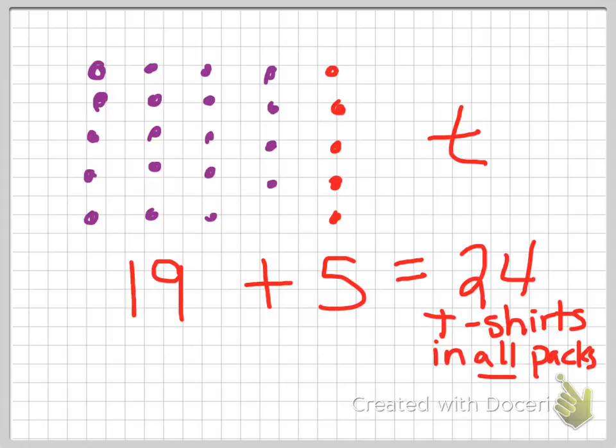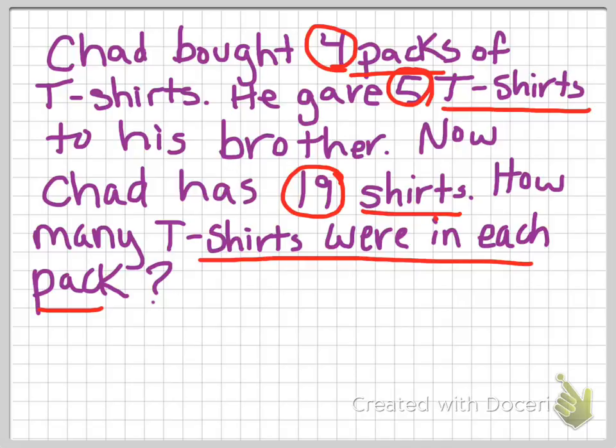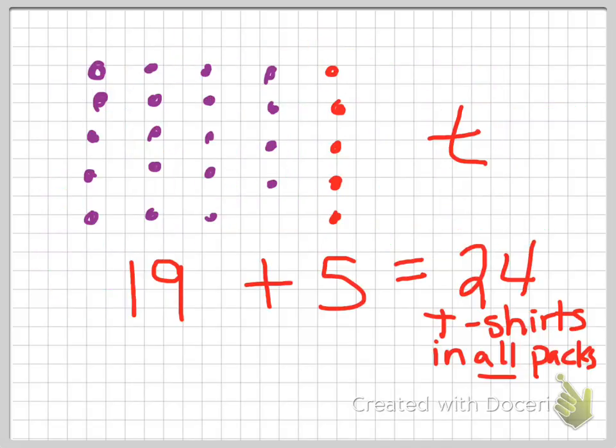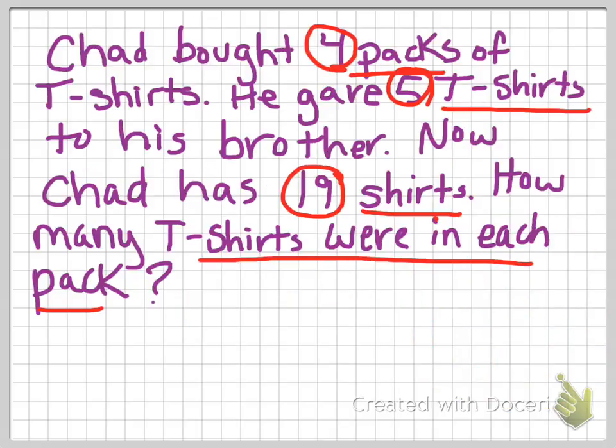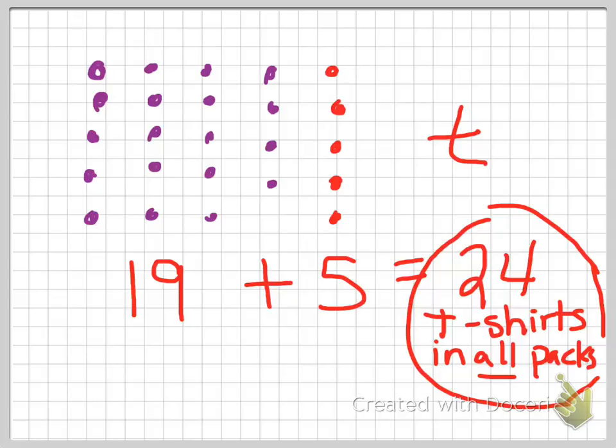Now, ask yourself, what is the second step of this problem? Because if I go back to the question, have I answered the question? How many t-shirts were in each pack? No, I have not answered the question because my answer is the t-shirts in all of the packs. I don't want to know how many are in all of the packs. I want to know how many were in each pack, or one pack, for example.